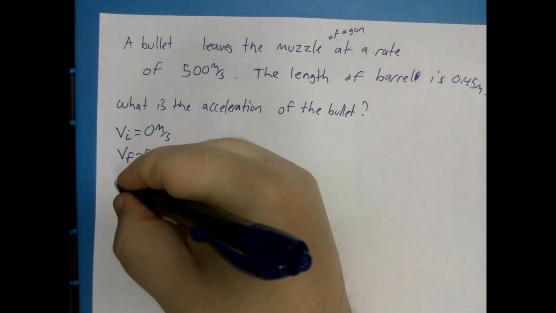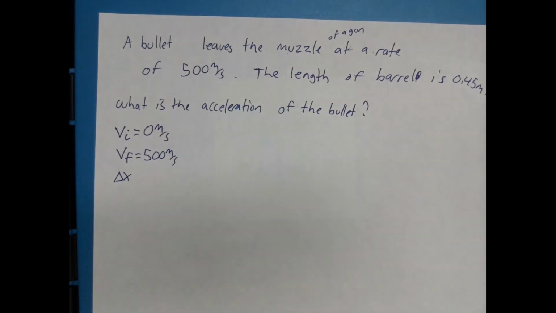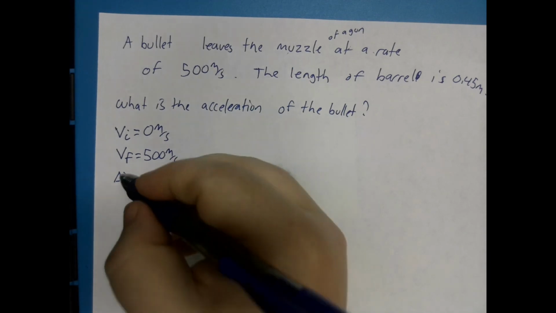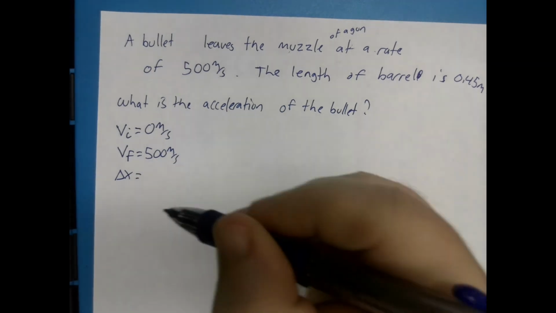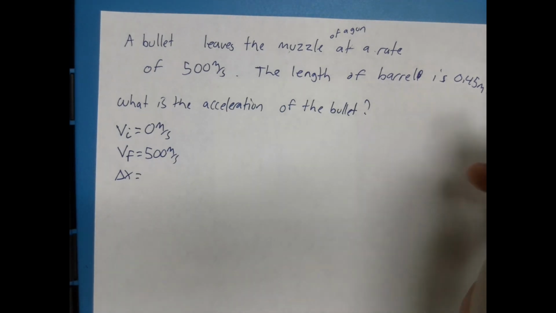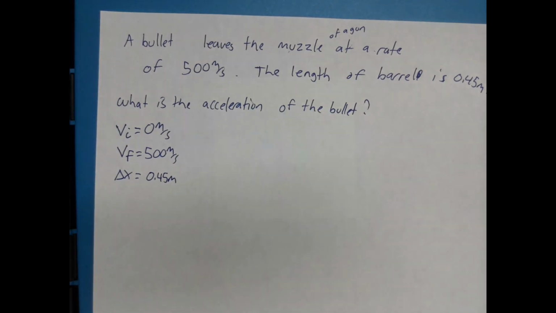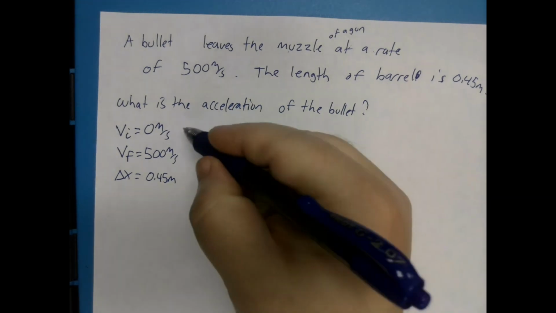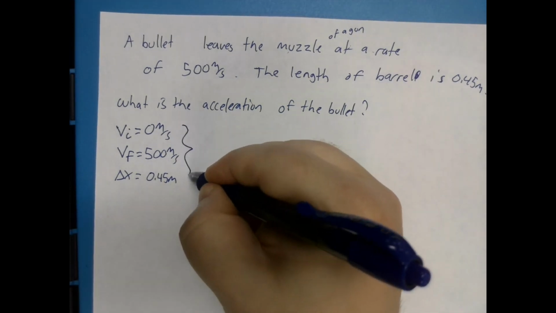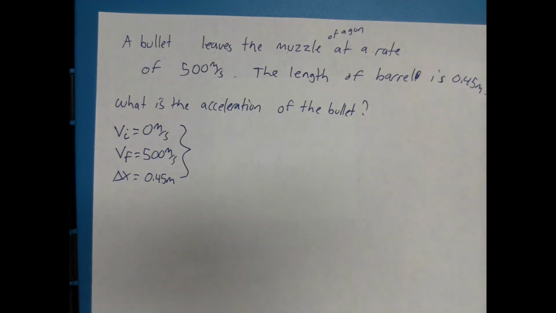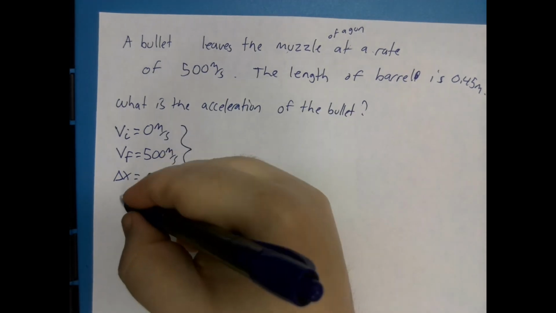We know that it changed its spot. Again, we don't care how many miles or meters away from Houston it is. We know that it changed its position. Its displacement is 0.45 meters. It started at one end of the barrel and went to the other side. That's all we're concerned with. But we got 3 known variables. That means we can solve for all the other ones. The first question is, what is acceleration?